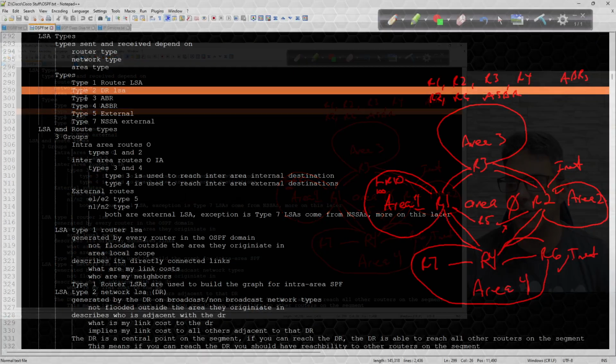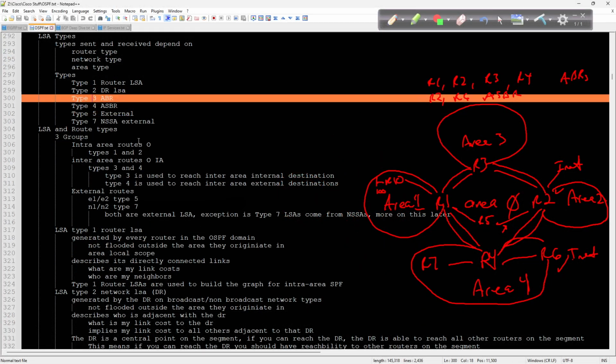So, continuing on. Type 3 LSA is going to be the area border router. So again, R1, R2, R3, R4, these guys are going to be ABRs. Now what's going to end up happening is these guys are going to generate type 3 LSAs for routes coming from area 1 going into area 0. And then they're also going to generate type 3 LSAs from any routes coming from area 0 to area 1.